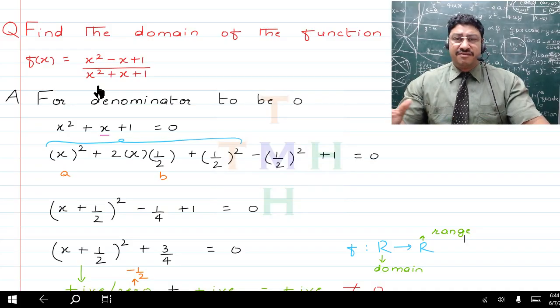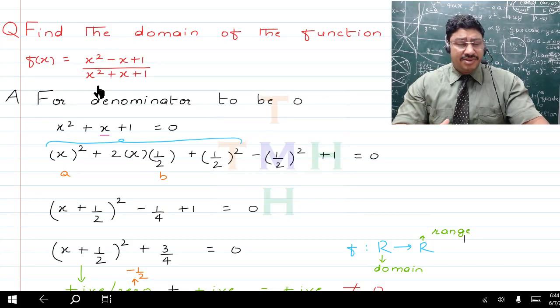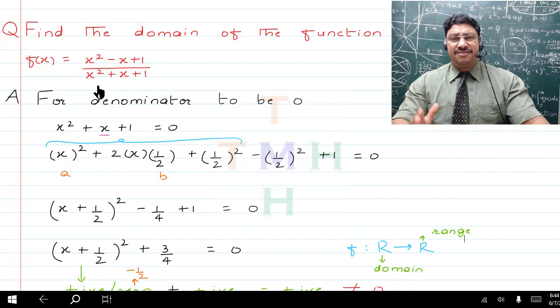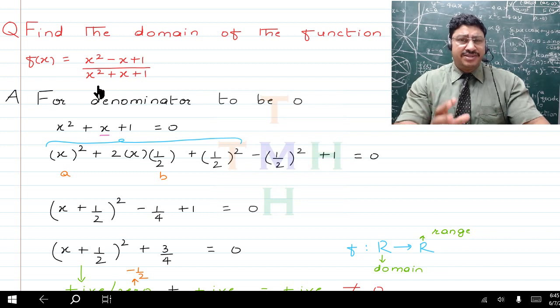If you've been given that the function is defined on the set of real numbers, then from the set of real numbers that value is going to be subtracted. If you've been given that the function is defined on the set of integers, from the set of integers that value is to be subtracted.